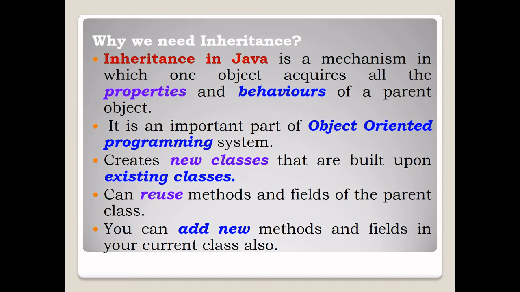Inheritance in Java is a mechanism in which one object acquires all the properties and behaviors of a parent object. It is an important part of the object-oriented programming system. The idea behind inheritance in Java is that you can create new classes that are built upon existing classes. When you inherit from an existing class, you can reuse methods and fields of the parent class. Moreover, you can also add new methods and fields in your current class.